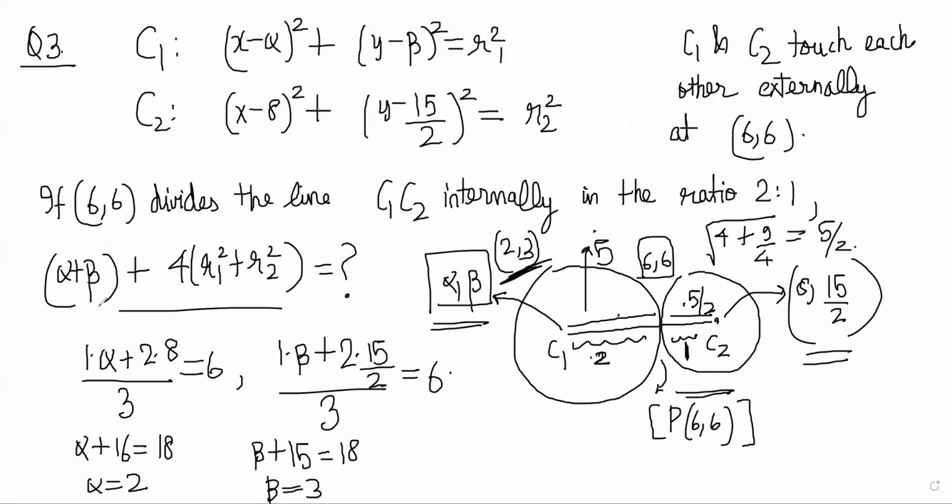And therefore, alpha plus beta is 5, plus 4 times r1 square is 25 plus r2 square is 25 by 4. So basically you have 5 plus 100 plus 25. So 5 plus 100 plus 25 is 130. And that becomes your answer here, right? So that is the solution. And it was a pretty easy question. It was a question based on external touching and basic section formula.